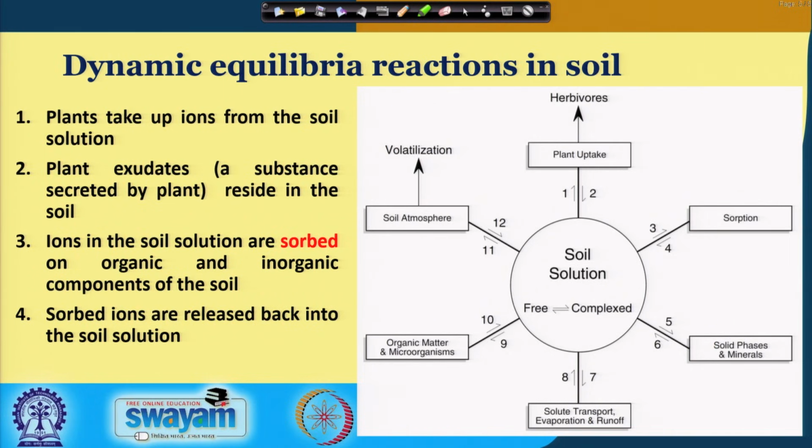It will be very clear if you see this diagram, and one thing is clear that the soil solution, as we have already discussed, is basically the free ions as well as the complex ions, and these free ions and complex ions can move in different pools, and these are basically mentioned here.